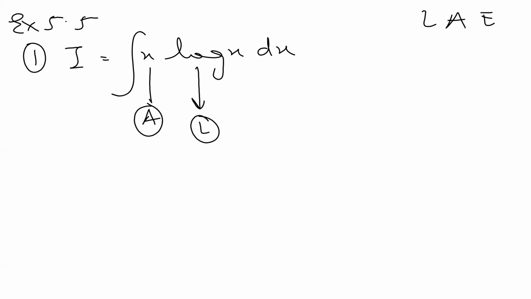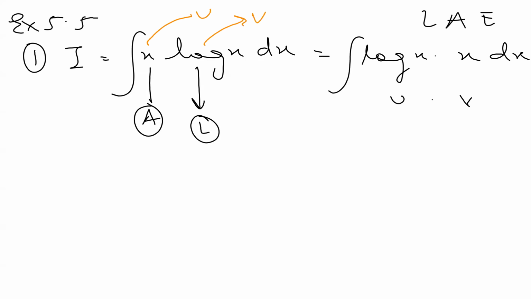So the order is not right. The logarithmic term should be first. Look at this priority list, the LAE rule. It should follow that rule. The first term should be logarithmic, so I'll just interchange this: log x into x. I reversed it. So this will be u and this will be v. The first term will be u and the second term will be v. If you take it the other way, you will get a wrong answer because it is not following this rule. As per this rule, the logarithmic term should be first and then algebraic.